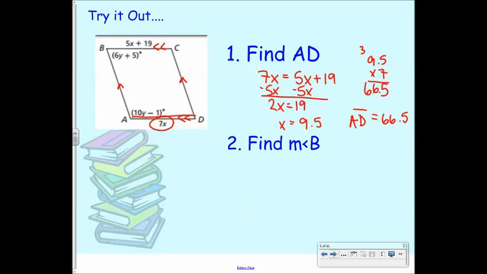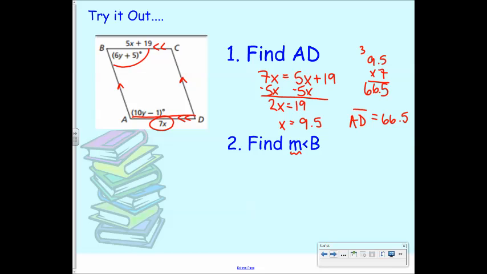All right, and the second question says find mB. So this M right here means measure of, and this little symbol means angle, angle B. So I'm looking for the measure of angle B. I know that angle B right here is 6y plus 5. What's the other angle that I know in this picture?